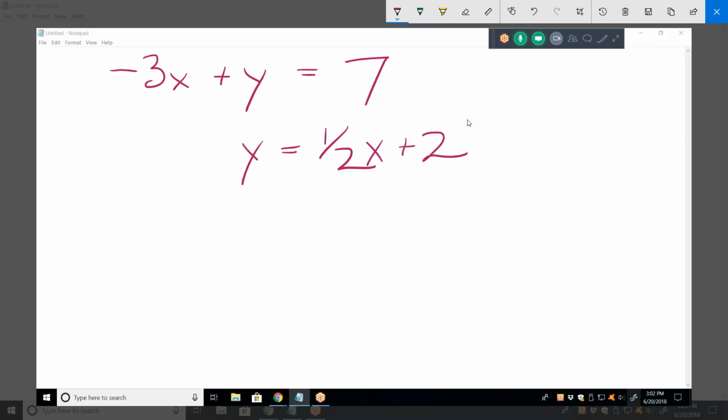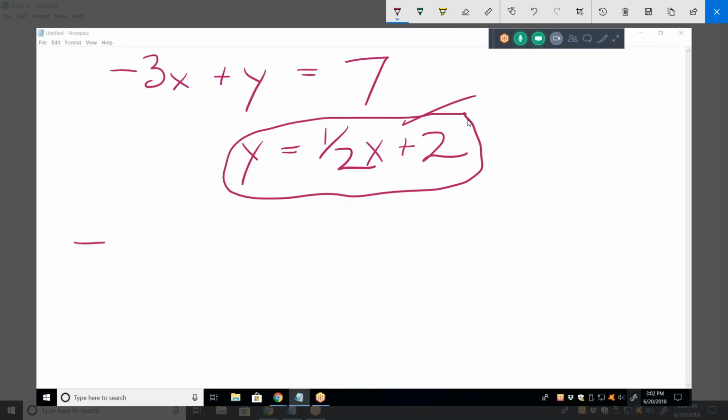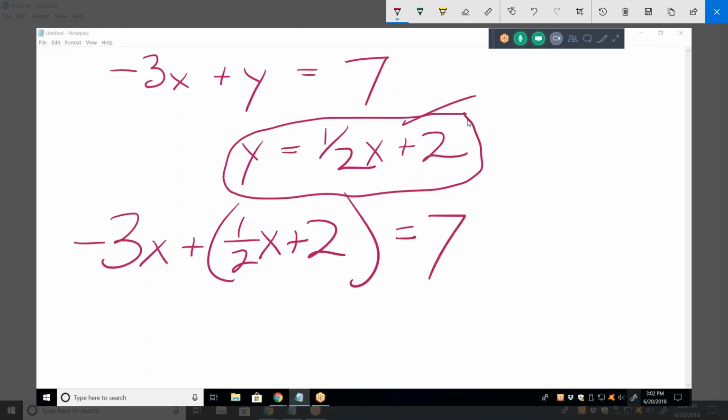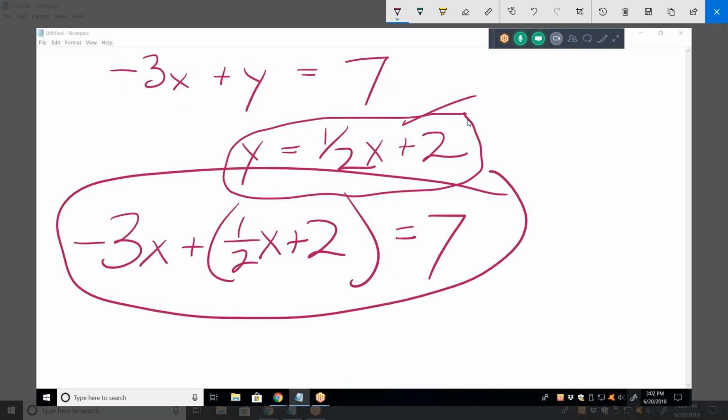I would do elimination. Okay, when you have one equation that's not in standard format, that's in y equals mx plus b format, in other words, this second equation is solved for y completely, substitution works easier. Here's how I'm going to do it. Whenever I run across y, I'm going to substitute 1/2 x plus 2. And now I have one equation, one unknown. I can solve that pretty easily.